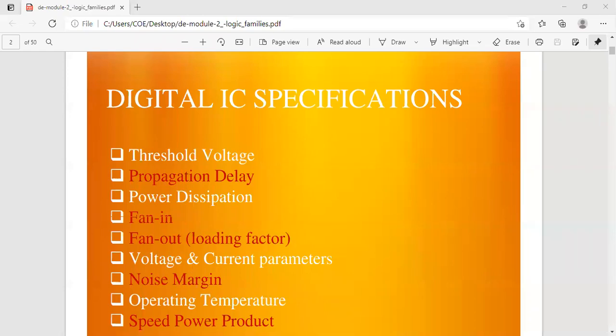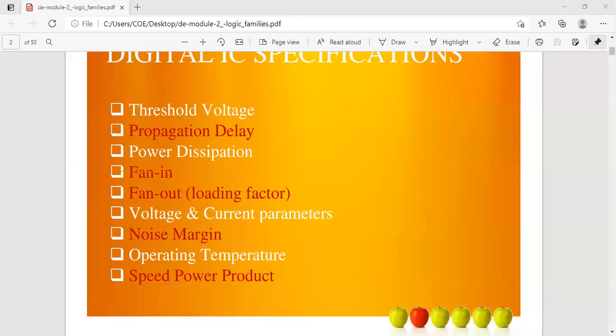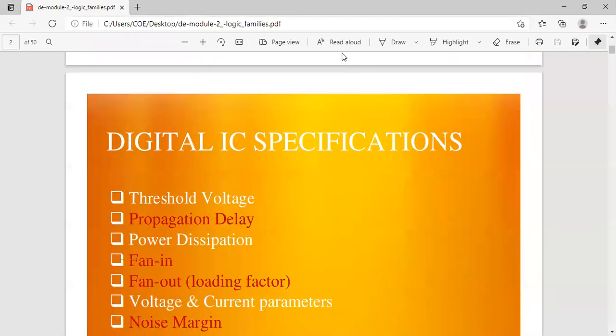All the digital logic families which we are going to discuss have certain important definitions that you should keep in your mind. What are all the terminologies? The first one is threshold voltage.